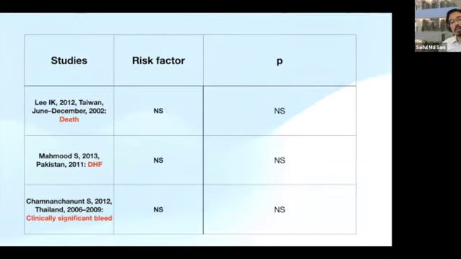Now, I'd like to show this. I think it's important to highlight that there are studies that found no significant risk factors to say which comorbid would lead to a different outcome in terms of severity or mortality. So two studies, one study looked at death, another study from Pakistan looked at DHF, another study from Thailand looked at whether patients would develop clinically significant bleeding. They did not find any important, statistically significant risk factors.